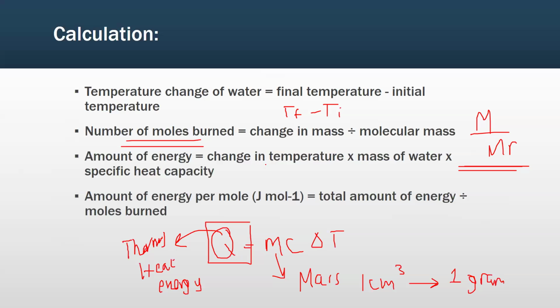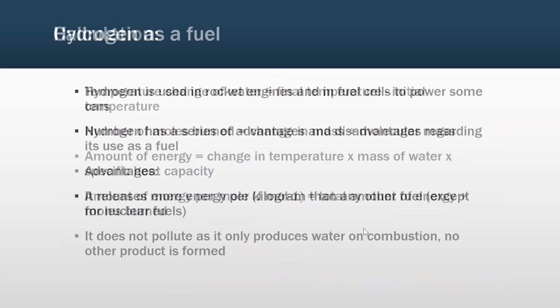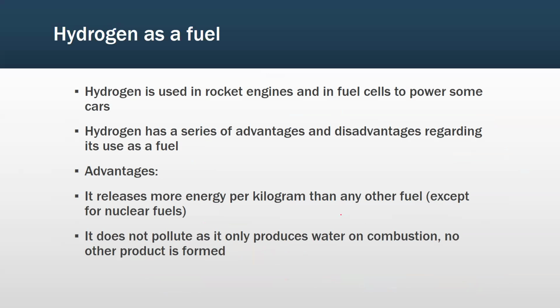So you were given 100 centimeter cube of water, which means water would be 100 grams. c is the specific heat capacity of water. इसकी आपको value याद करनी पड़ेगी. Memorize it. It is 4.18. And ΔT is what? Final minus initial temperature.